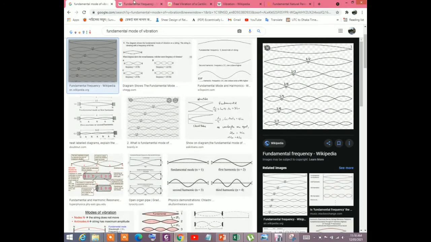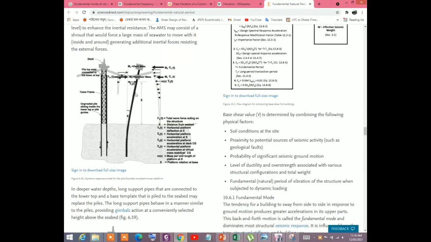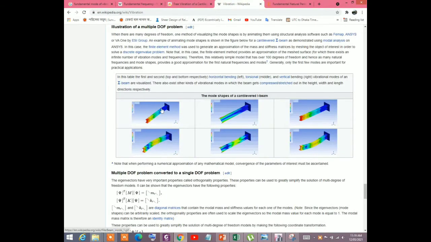Let me show you more examples. This is called one loop, this is called two loops, this is called three loops. The fundamental frequency is defined as the lowest frequency of a periodic waveform, so the lowest loop is one loop. Here this tower is fixed at the ground. When the earthquake base shear excites the building at the base, it will oscillate hither and thither about its mean position. This cantilever beam is fixed at one end and the other end is free. It is oscillating about its mean position in one loop.